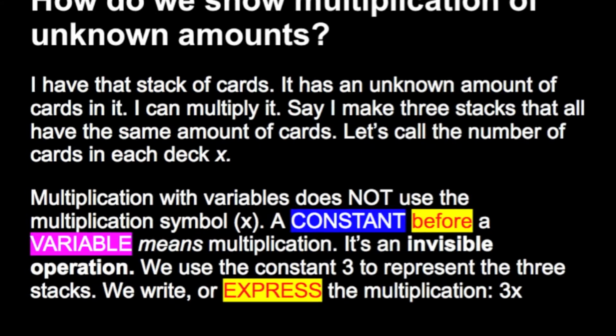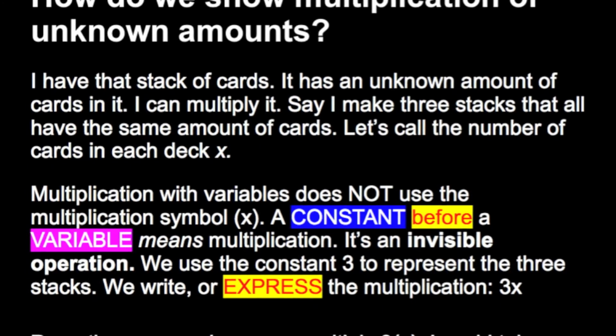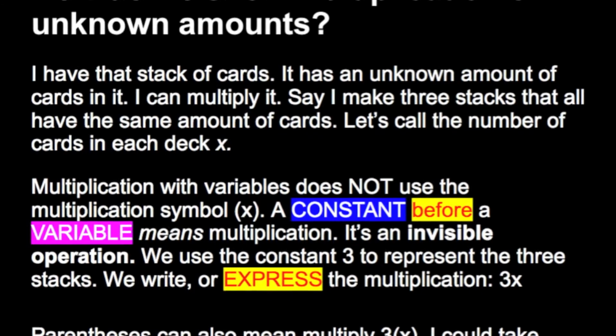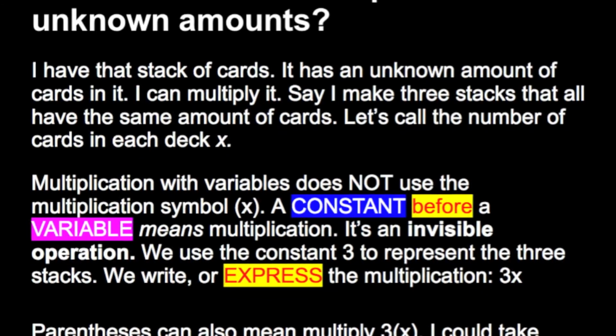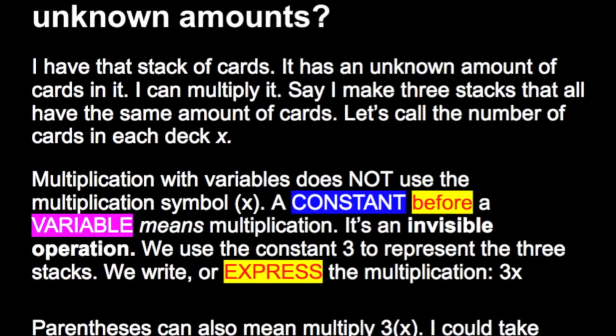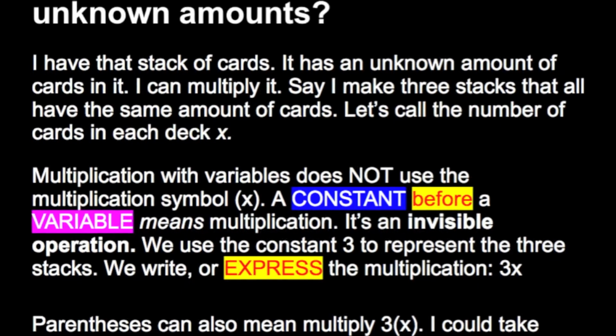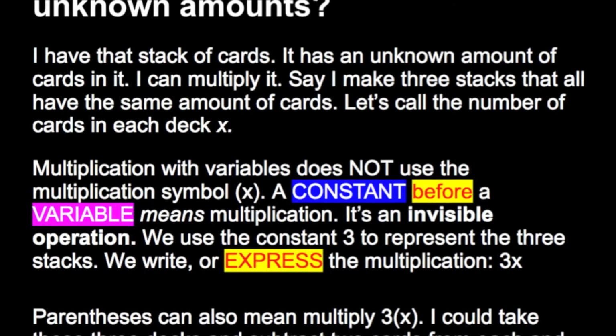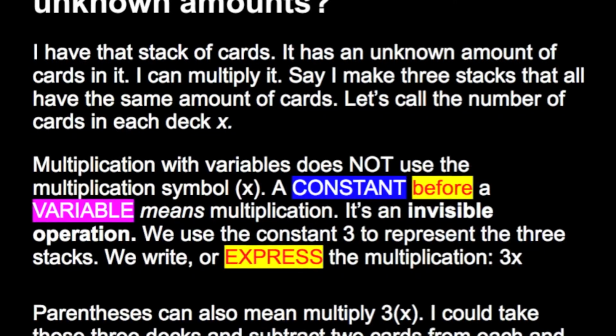Multiplication with variables does not use the multiplication symbol. It looks like an x. A constant before a variable means multiplication. It's an invisible operation. We use the constant 3 to represent the 3 stacks. We write or express the multiplication 3x.